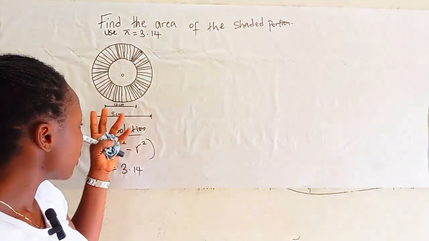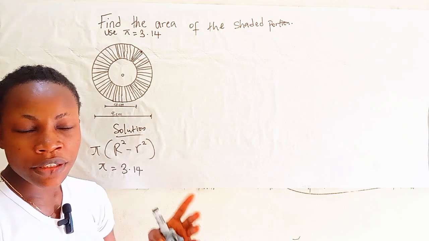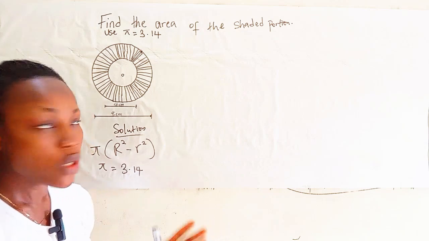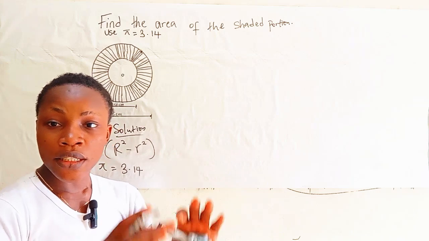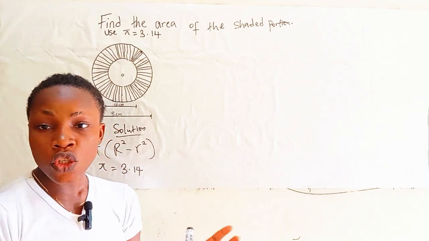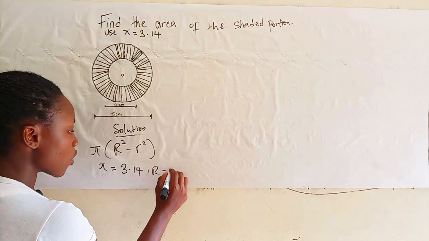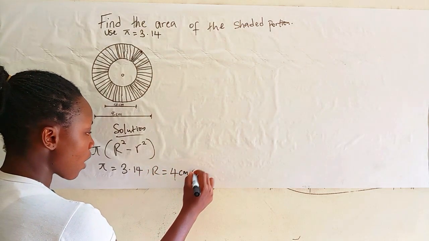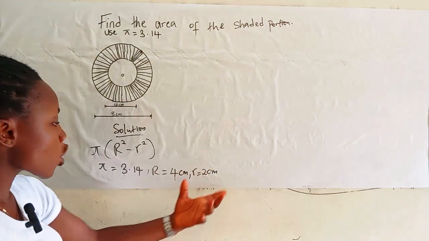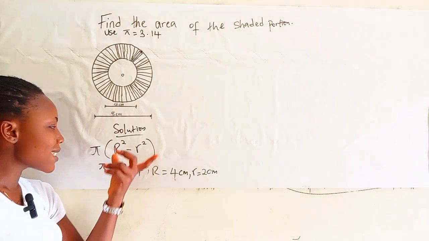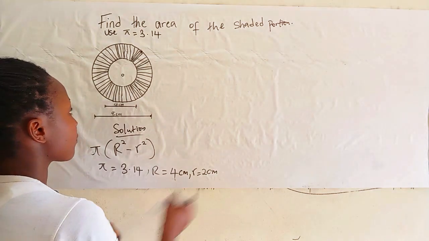Okay, so for this bigger circle, dividing 8 by 2, we are going to get 4. All right, that means the radius of our bigger circle is 4 cm. While for the smaller circle, dividing 4 by 2, we are going to have 2. That means the radius of our smaller circle is 2 cm. All right, so let's continue. Our bigger R is equal to 4 cm, while our smaller r is equal to 2 cm. So we are to substitute these values inside our formula. All right? Okay. Let's continue.